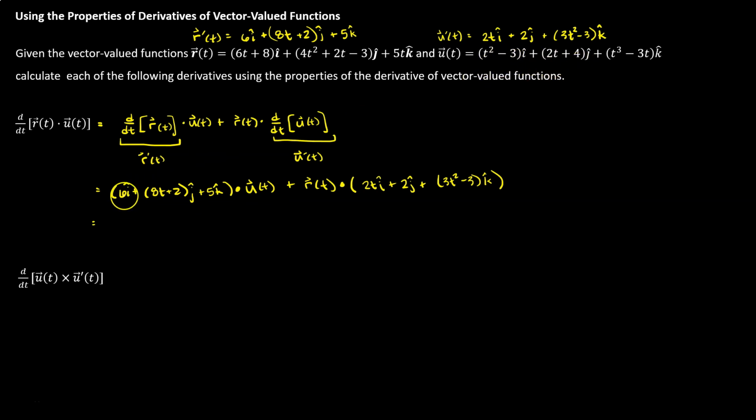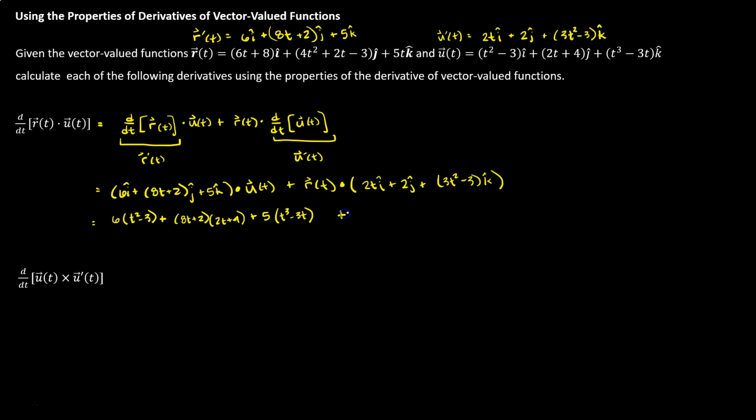So 6i times the i component from u, that's going to look like 6 times t squared minus 3. And when we do dot products, we are taking two vectors and turning them into scalars, so there's no i hat there. Then I have the j component, 8t plus 2, times the j component from u, which is 2t plus 4. Then the k component, that would be 5 times the k component from u, t cubed minus 3t. That's our first dot product.